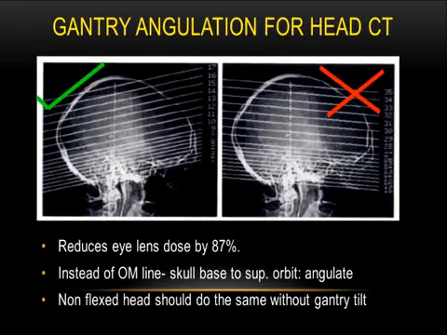They are responsible for something like this, where by appropriately tilting the gantry or tilting the head, you can avoid the lens of the eye when appropriate. In trauma protocol, you may or may not want to do that because there can be trauma to the globe. I have some more slides that will show you that you can reduce the dose to the lens by 87% by this simple maneuver.